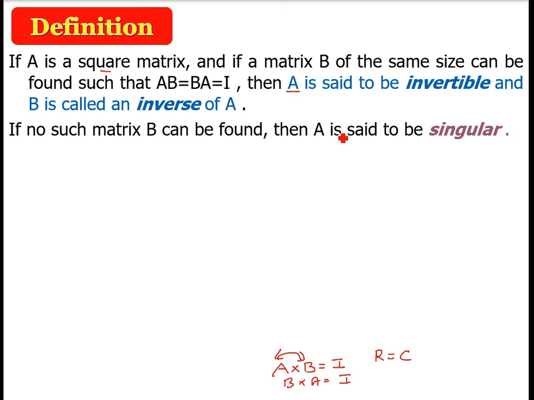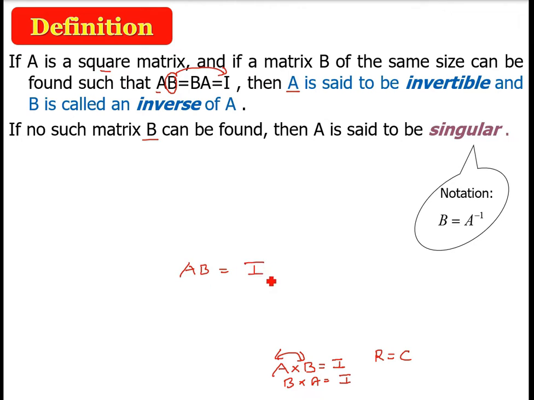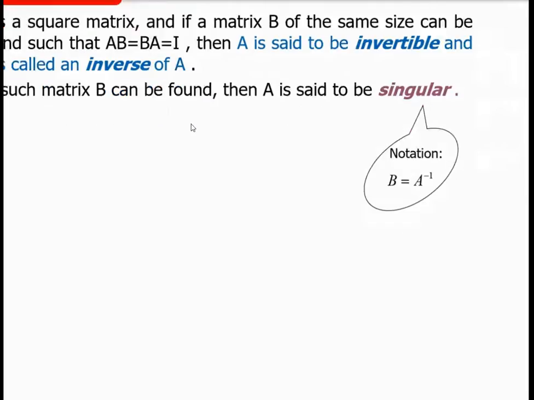If no such matrix B can be found so that A into B is equal to I, then we say A is said to be singular. Singular means its determinant is going to be 0, and division by the determinant, which is equal to 0, for a singular matrix, is not defined. So we write the notation: if A multiplied by B equals the identity matrix, then B will be equal to A inverse. If BA is equal to I, then we call this B as A inverse. Now in this case, A is equal to B inverse.